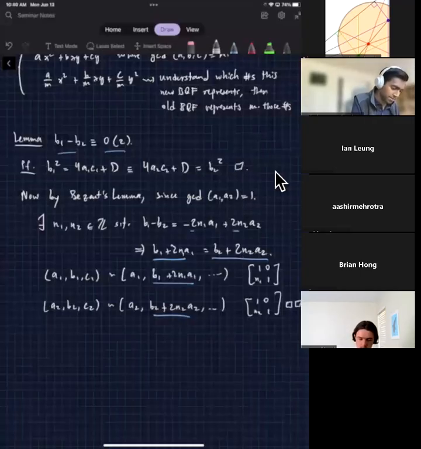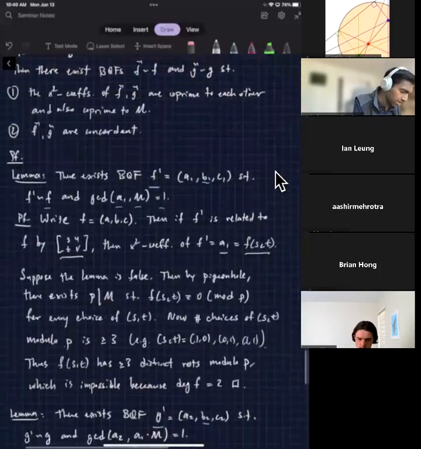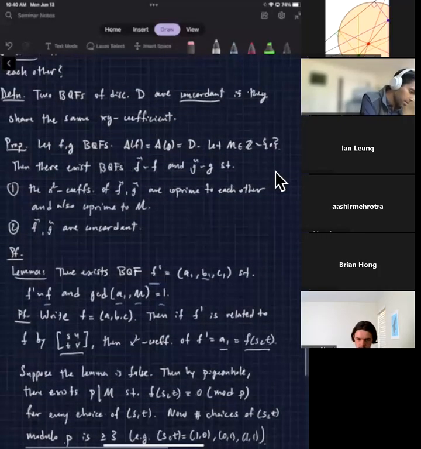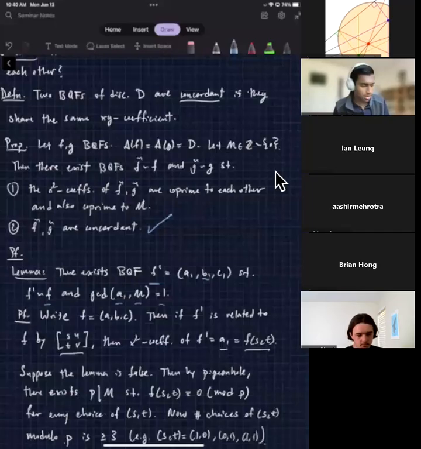So why does that finish the proof of the proposition? Well, we've arranged for the xy coefficients to be the same. So if we go up to the proposition, that verifies that the two new forms are concordant to each other.